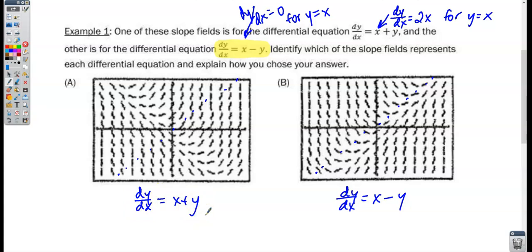And you've heard my explanation. We can also look along the diagonal y equals negative x. This graph should exhibit, along that diagonal, the behavior where the slopes are 0, and it looks like it does. Okay, so that's our first example.